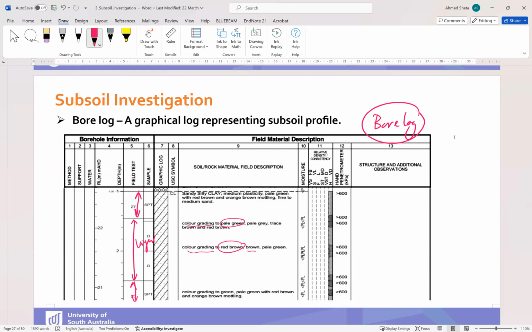This is just an example, and there are two files on the course website, so you can check and find out how to interpret the outcome of the bore log. This is only to give you an overview of the topic, and we don't need to go into details.